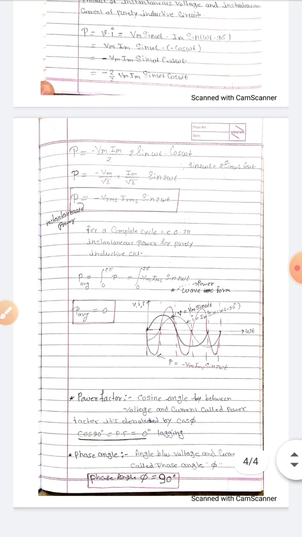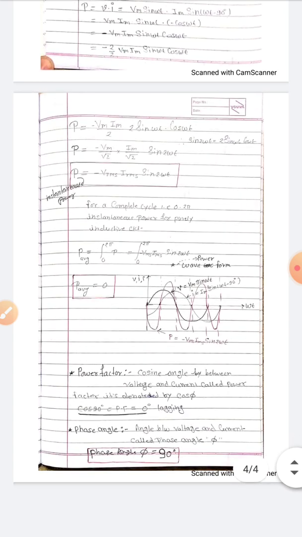After finding the instantaneous power of a purely inductive circuit, now we will discuss power factor. The definition of power factor does not change here. The cosine of the angle between voltage and current is called the power factor. Here the angle between voltage and current is 90 degrees. It means the power factor is cos 90. We know that cos 90 is equal to 0. It means a 0 lagging power factor will be available in a purely inductive circuit.